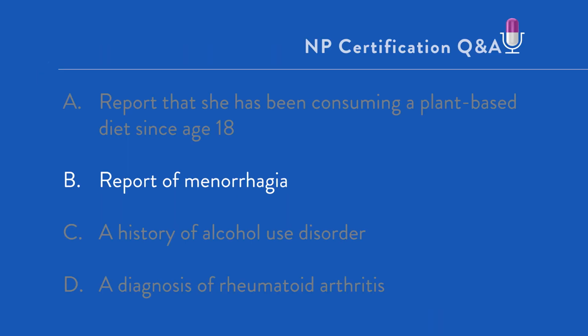A, report that she has been consuming a plant-based diet since age 18. This is incorrect. A plant-based diet can pose a risk for B12 deficiency, particularly if attention is not given to including B12-rich or supplemented foods such as nutritional yeast and certain vegan milks in the diet. If there was B12 deficiency, however, it would result in, of course, a macrocytic normochromic anemia with an elevated RDW.